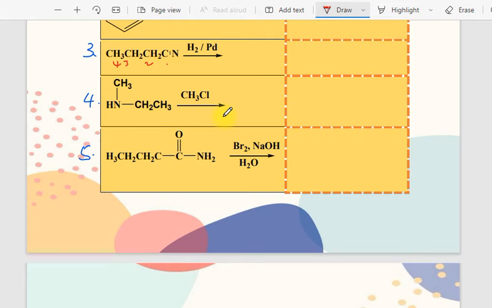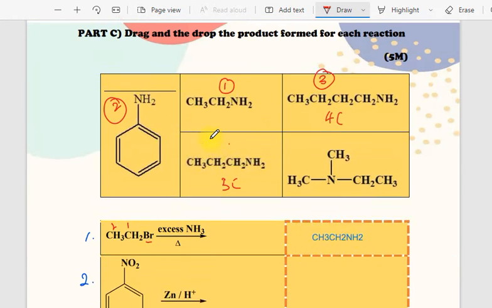This is actually nucleophilic substitution as well. Actually, this is haloalkene. If you notice, this is haloalkene. So the Cl will be eliminated and substituted by the amine. So eliminate HCl. So here I will attach CH3. So it forms tertiary amine. So check which one is the answer.